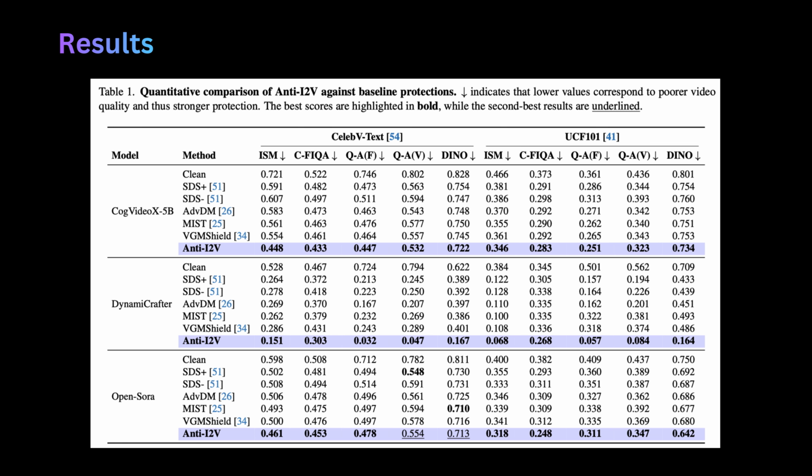Quantitatively, Anti-I2V provides the strongest protection across datasets and architectures. On DynamiCrafter with CelebV-Text, it drops identity similarity from 0.528 to 0.151, and Q-Align quality from 0.794 to 0.047. Similar gains appear on CogVideoX and OpenSora, with the strongest degradation in identity, face quality, video quality, and DINO similarity. This shows Anti-I2V generalizes across UNet, DiT, and MMDiT video generators.